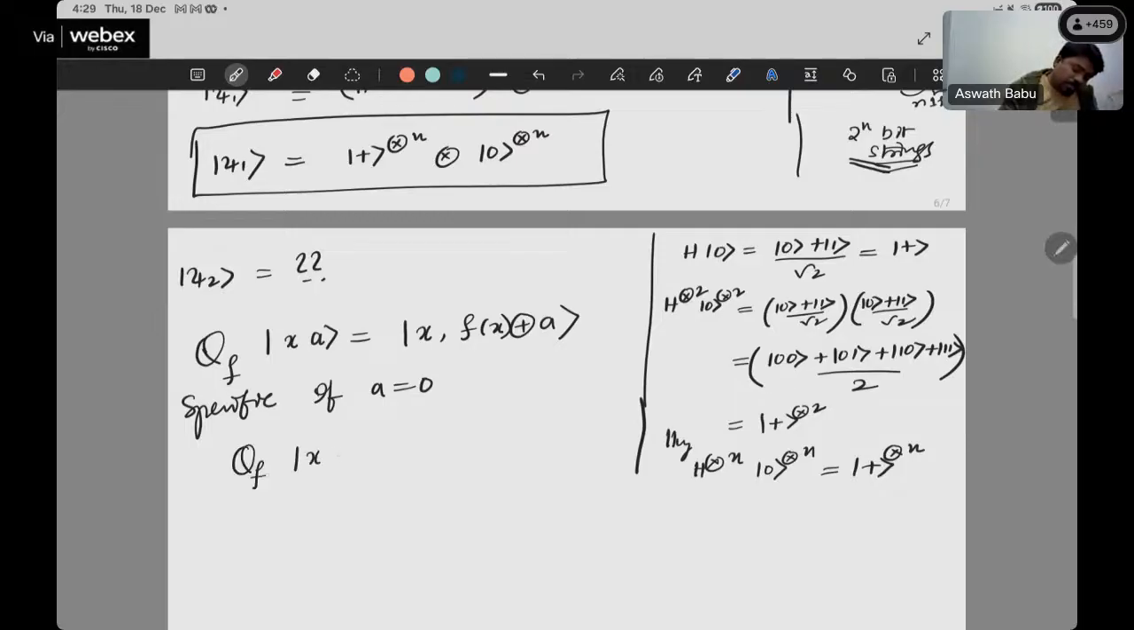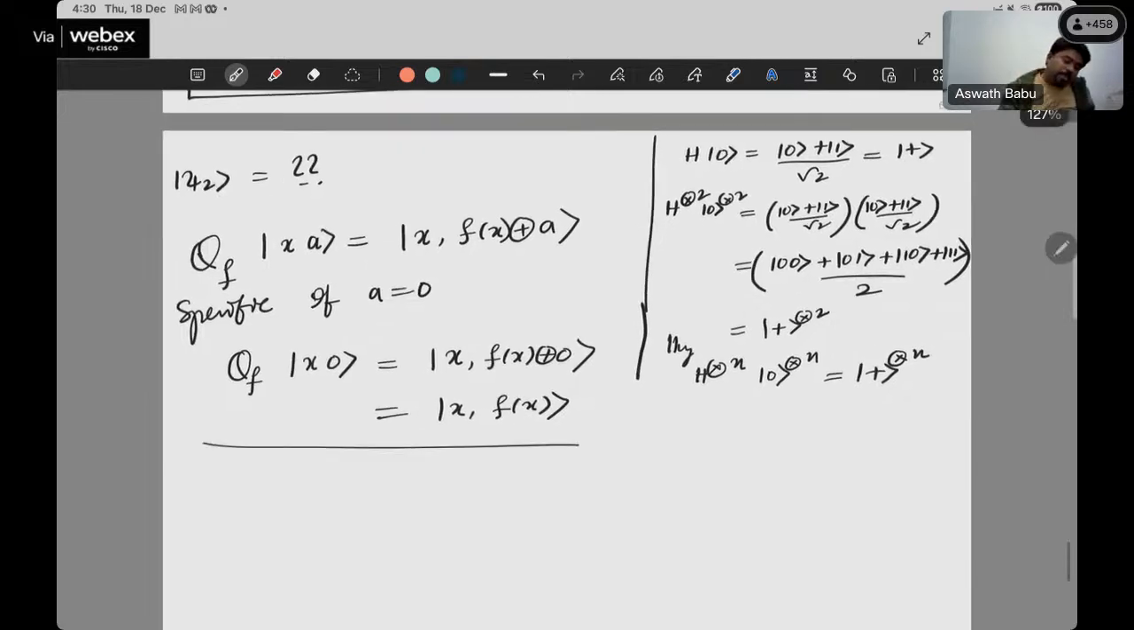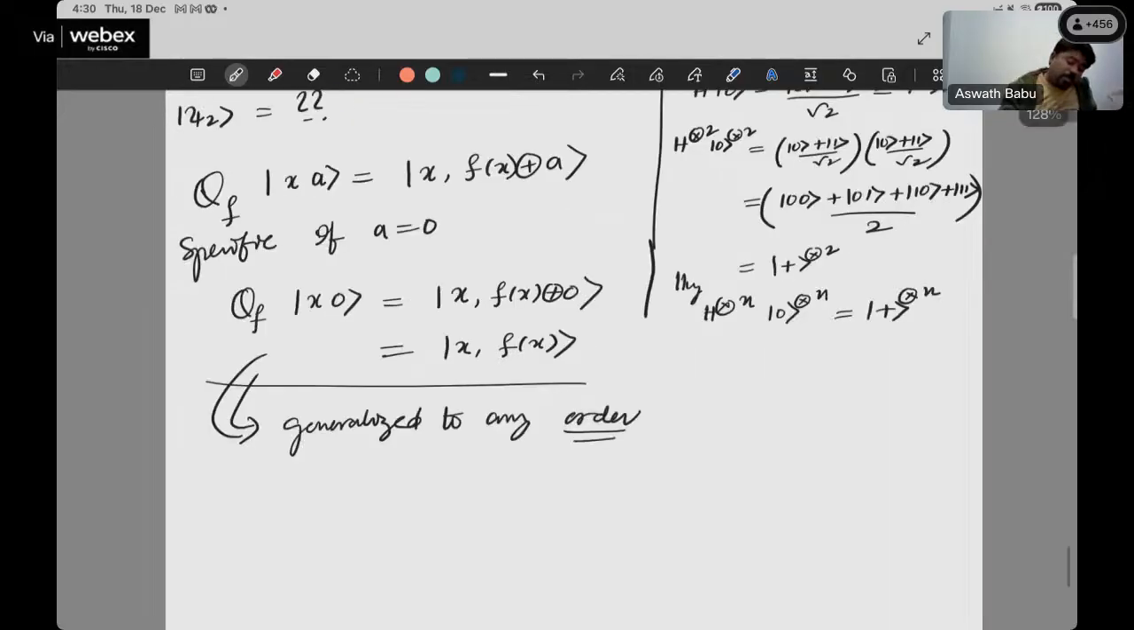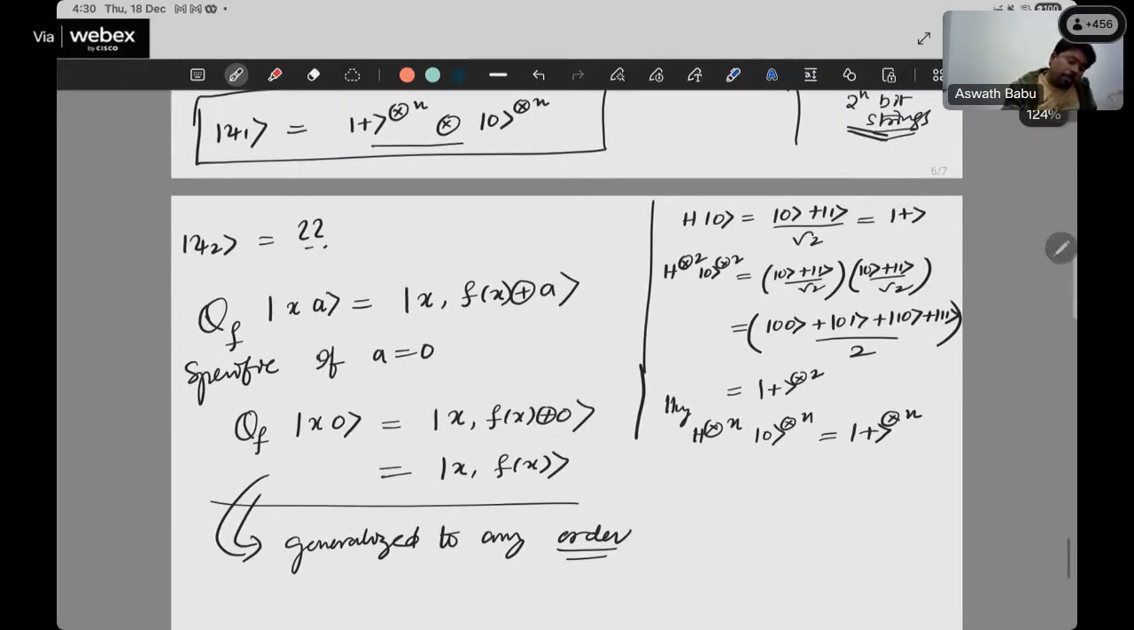The Fourier transform function acting on x, 0 is x comma f of x plus 0, which is simply x comma f of x, right? And remember, this can be generalized to any order. I just gave it only for one qubit, one ancilla qubit, one query qubit, but I can do this for any number. What is that? We have our psi1.